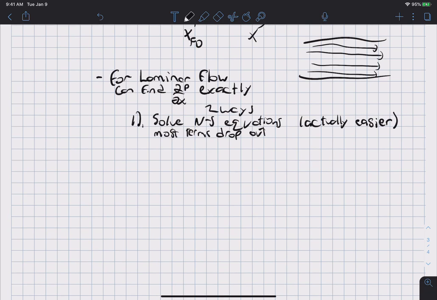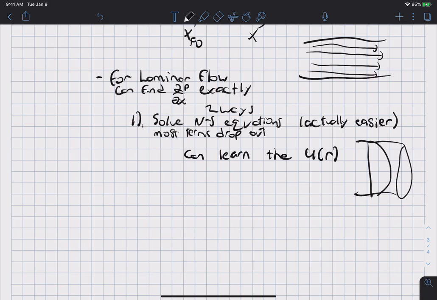Now, one thing that you'll get out of the Navier-Stokes equations that you can't get from the way we're going to do it is that u is a function of r and r only. So the velocity profile in the pipe, which we're assuming is circular, is a function of r only. It is not a function of angle. It is not a function of axial distance if it's fully developed.